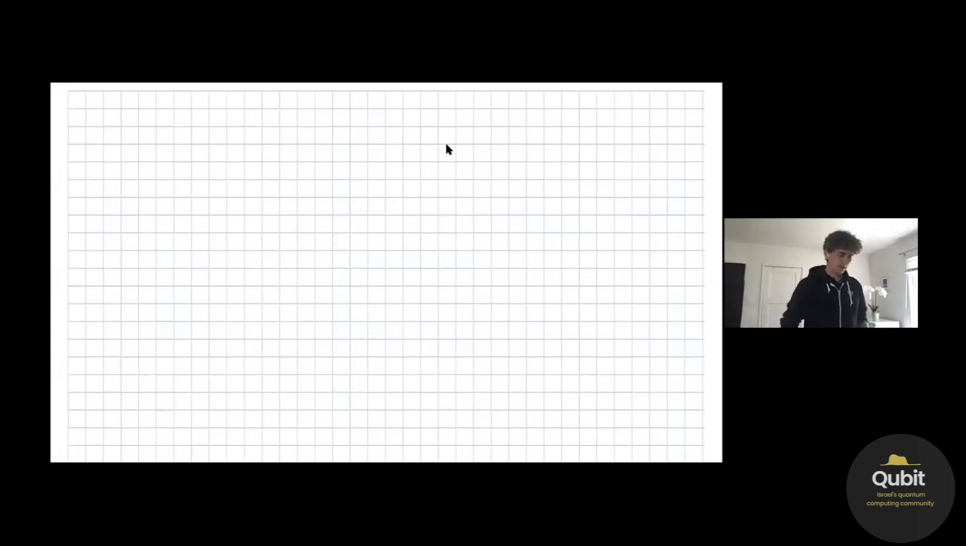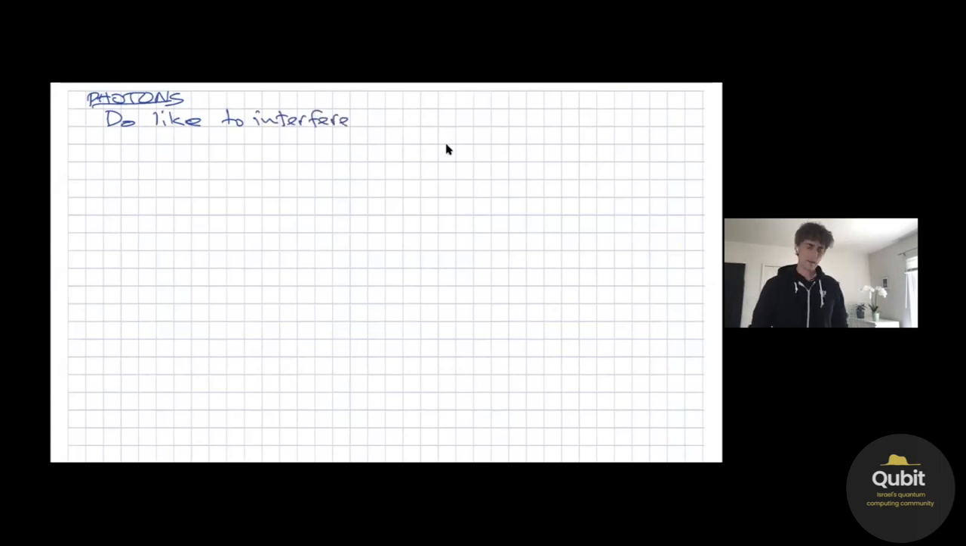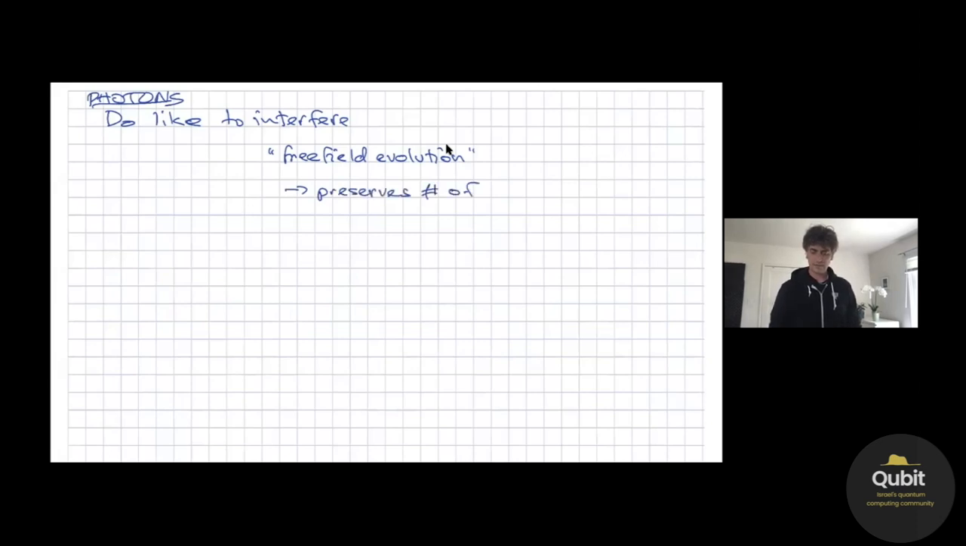Okay, so let me start with what photons do like. Photons do like to interfere. They don't like to interact, but they do like to interfere. And interference is the free field evolution. So in terms of quantum field theory, this is like the quadratic part of the Hamiltonian. It's not a proper interaction. It basically preserves the number of photons, so there's no change in photon number.